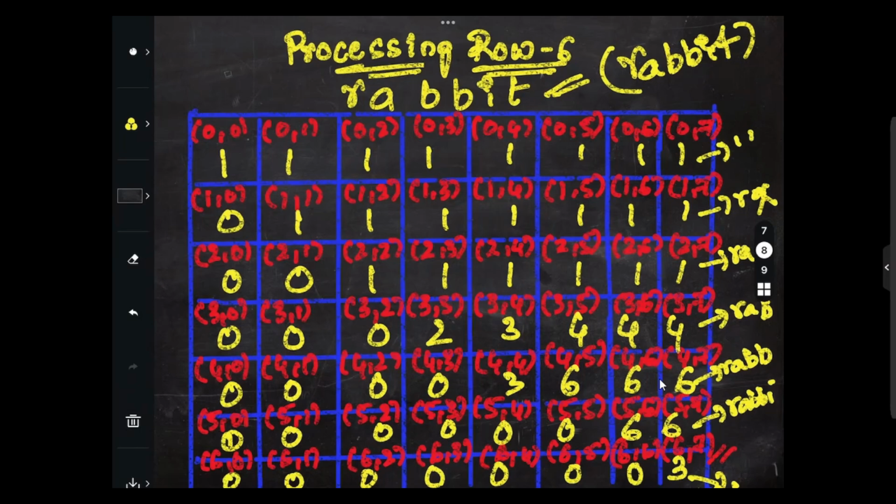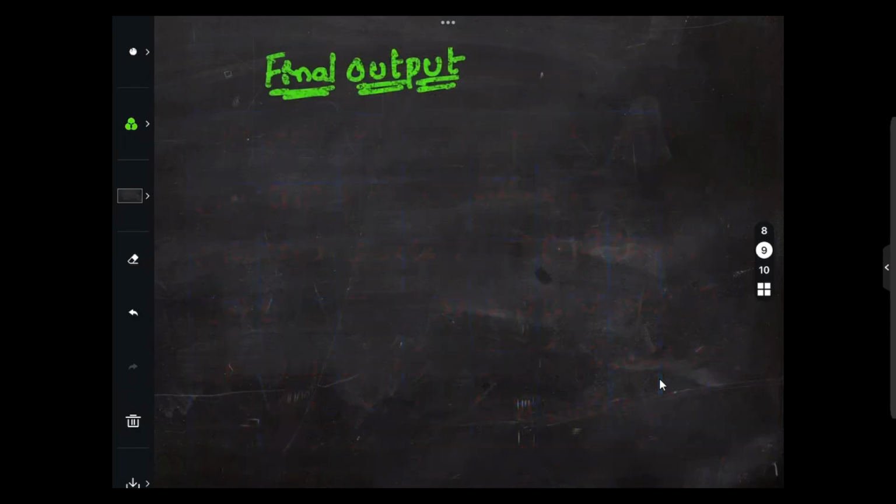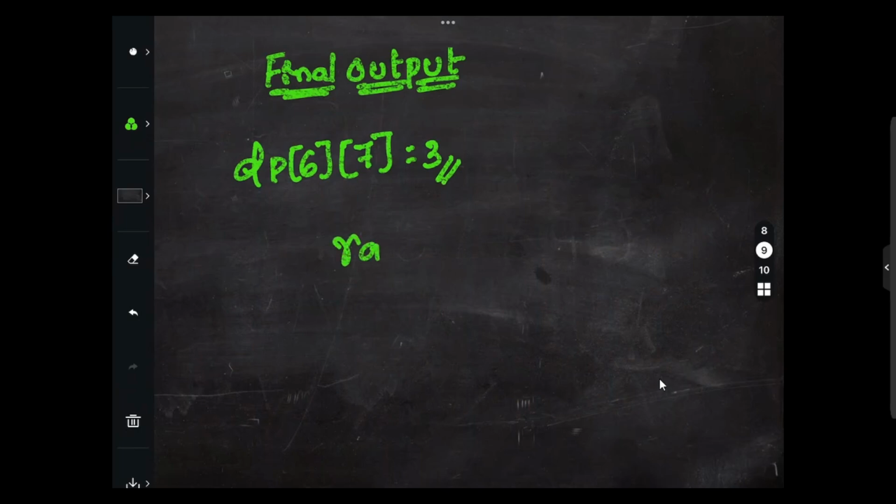So here the last cell, the value whatever found in last cell, we will return as output. So in this case we have got 3. So the final output here will be dp of 6 comma 7 in this case. dp of 6 comma 7 is 3 in this case, right? Meaning there are 3 distinct subsequences forming rabbit.